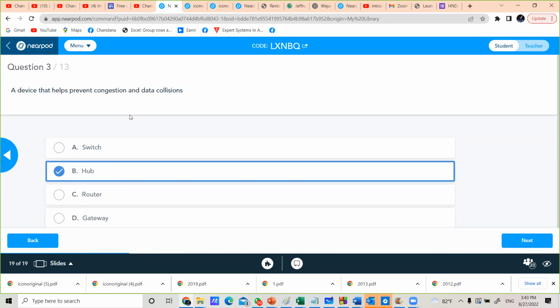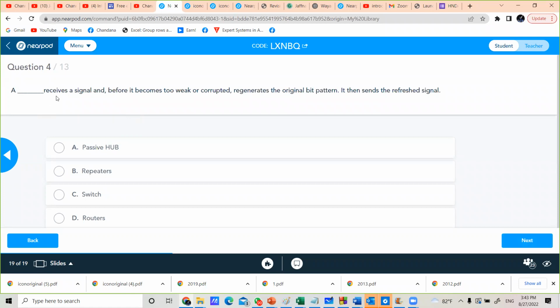Then think about what happens at the same time. Two or more computers try to send data. Right? In that case, the collision happens, when they are using the hub. Therefore, the answer should be hub.